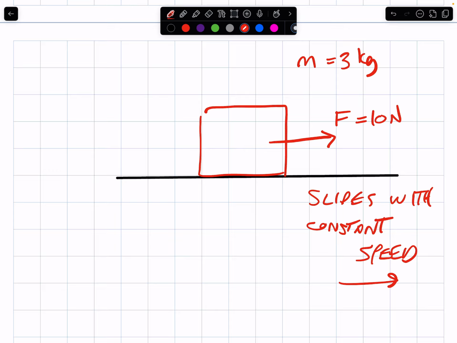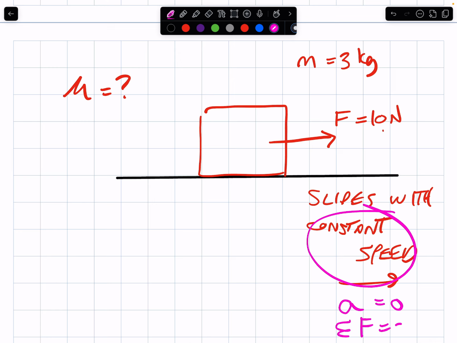And the question here is, what is mu? What is the coefficient of friction in this case? If the box is sliding with constant speed and this force pushing it is 10 newtons, so constant speed. Oh, all right, this means the acceleration of the box is 0. That means that the net force acting on the box is 0. That means that this force pulling it has got to equal this frictional force.